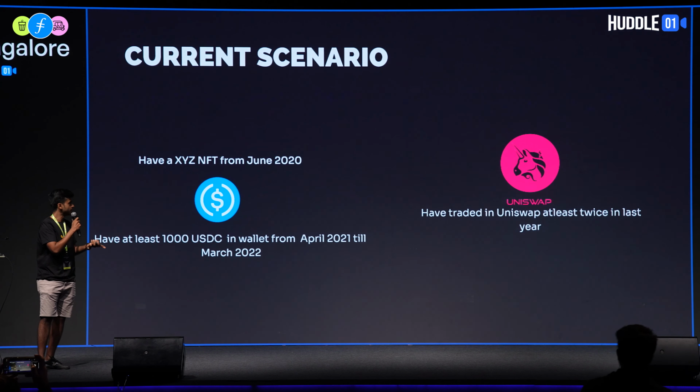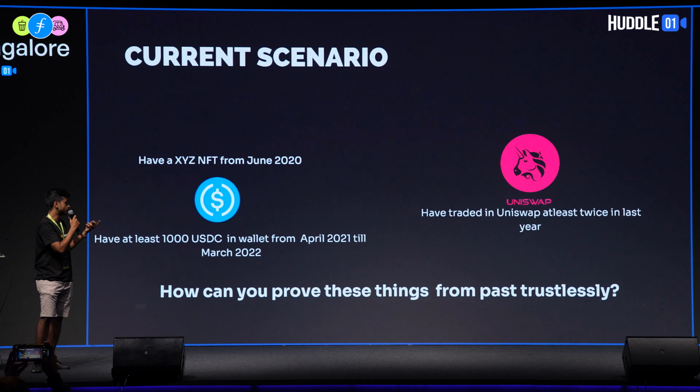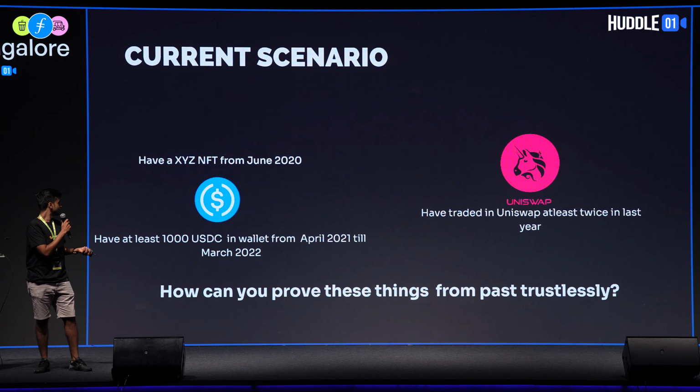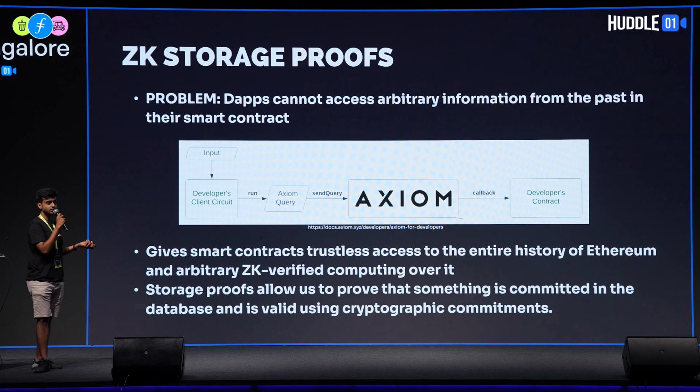So how can we do that? And how can we do these things trustlessly, without trusting any central entity or any entity in between? Here come the ZK storage proofs.